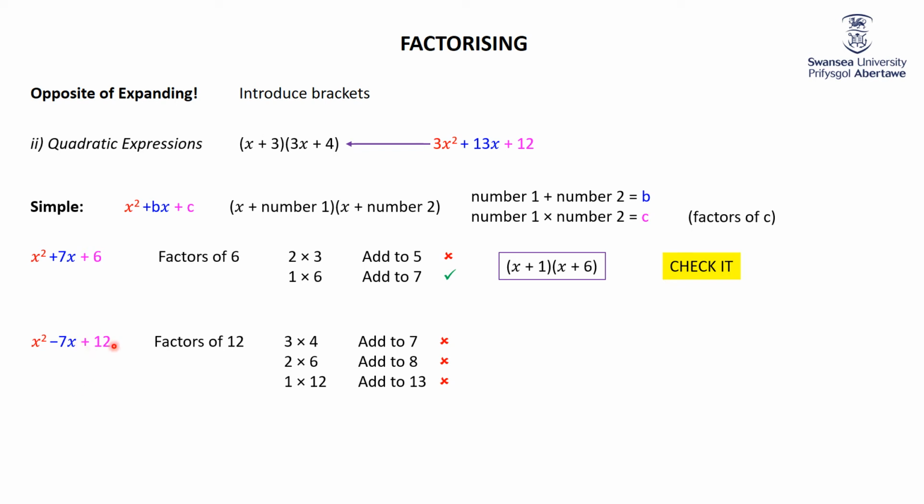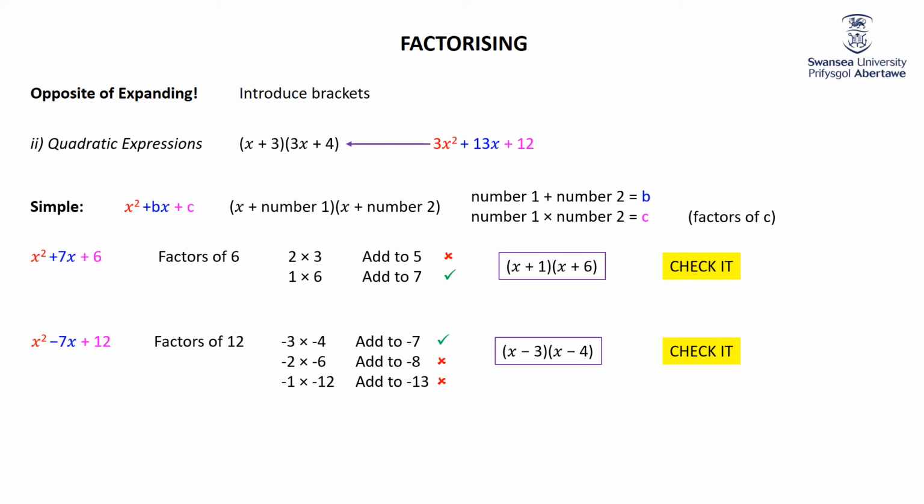Well, remember, you can get a positive number by multiplying together two positive numbers, or you can get a positive number by multiplying together two negative numbers. So instead of 3 and 4, 2 and 6, 1 and 12, let's think about minus 3 minus 4, minus 2 minus 6, minus 1 minus 12. Now, minus 3 and minus 4 add up to minus 7, so that looks pretty good. So the factors of this are now minus 3 and minus 4. So x minus 3, x minus 4. Again, please pause and check that when you multiply this out using your favorite method, you end up with that.